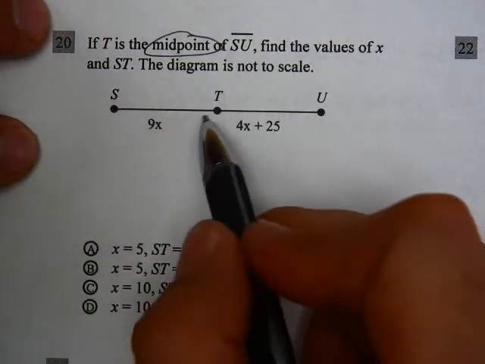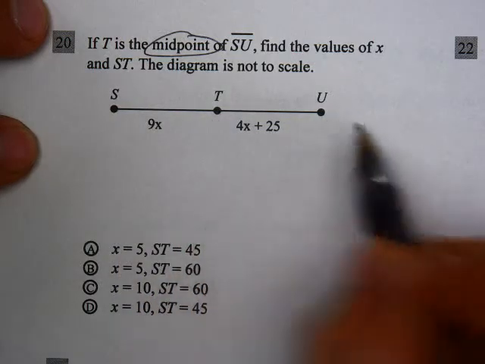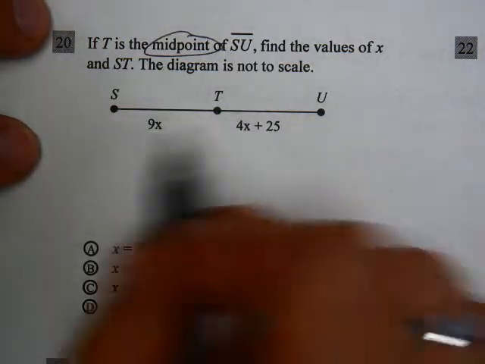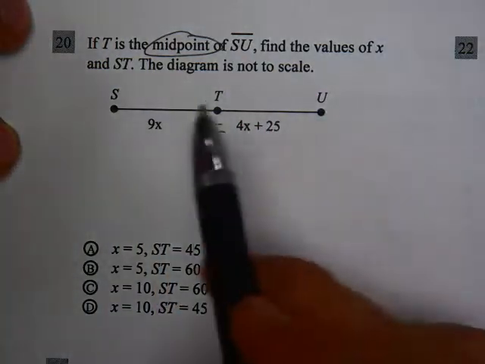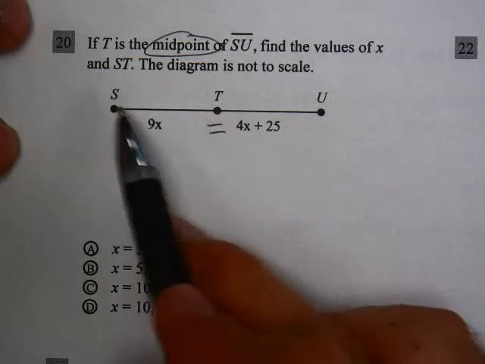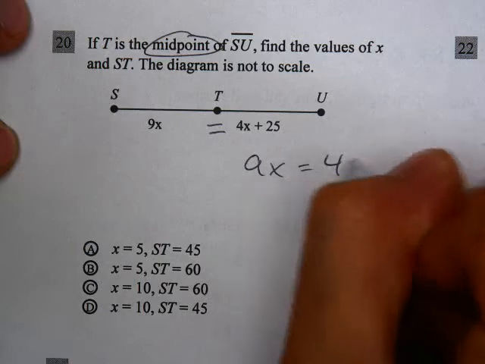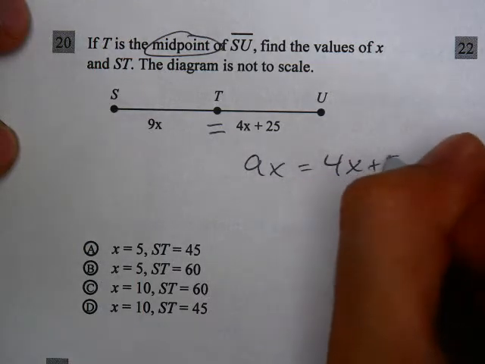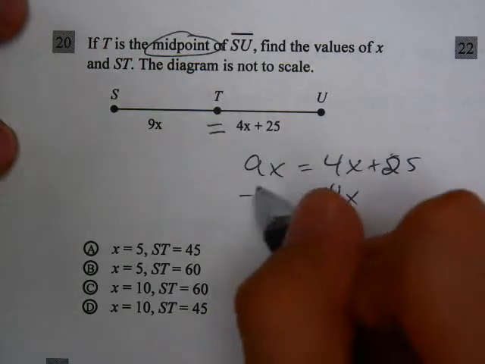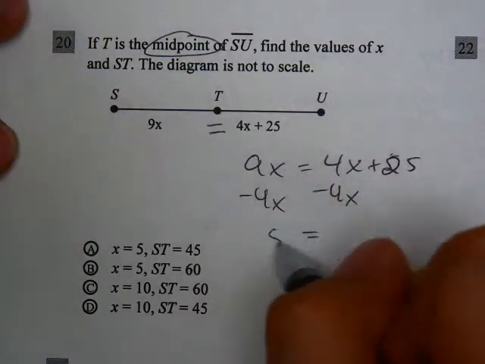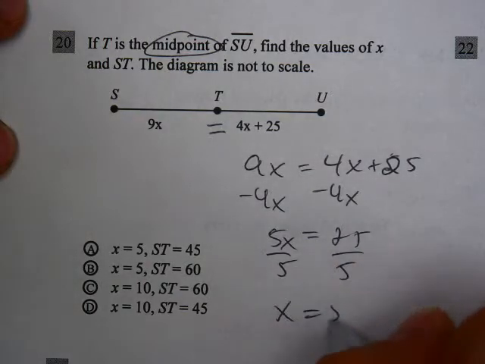A lot of times when you have a point in here it's segment addition postulate, where you're adding parts and putting them equal to a whole, but we don't know the length of the whole segment. So instead they're just going to be equal parts. Midpoint means this segment and this segment are equal. So my equation I'm going to solve is 9x equals 4x plus 25. This 4x is the only variable I have to move. I'm going to subtract it. So I get 5x equals 25. Then I'm going to divide, and I get x equals 5.